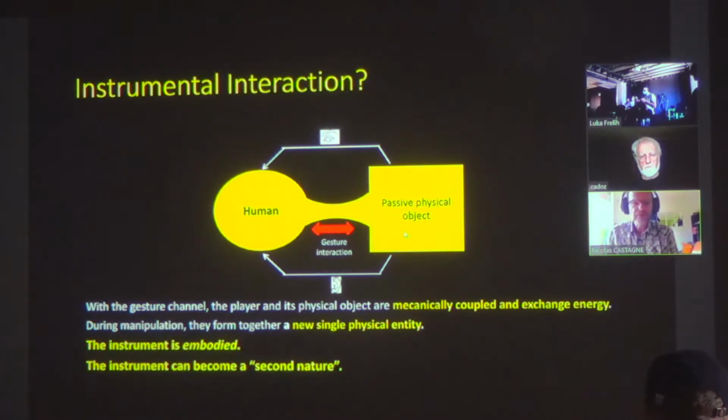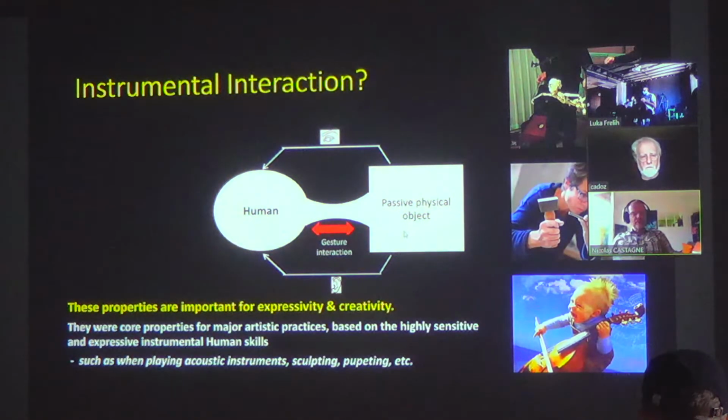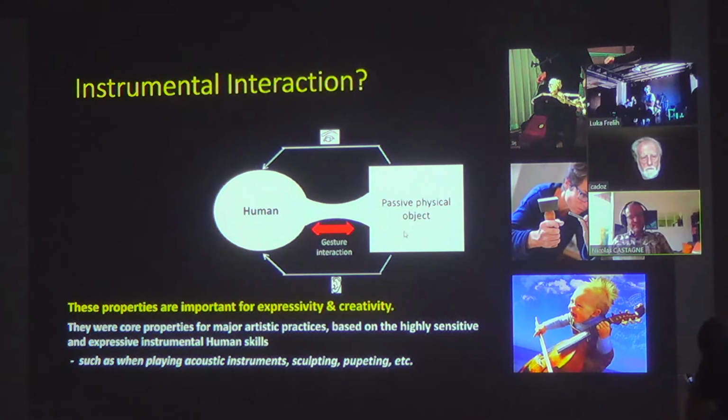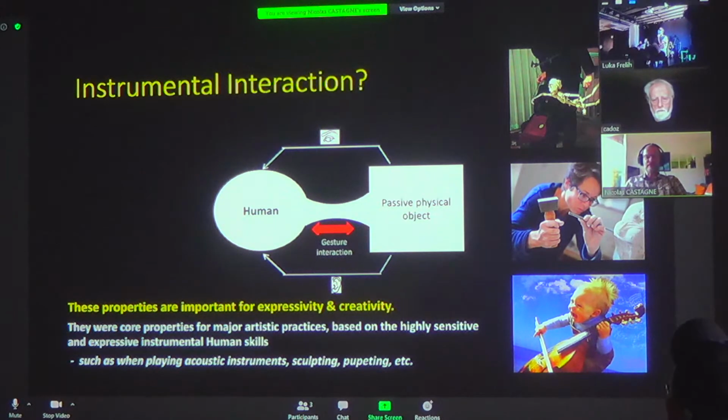This is important because it leads to two aspects. First, the instrument is embodied by the player. And second, the instrument can become a second nature. These properties are important for expressivity and creativity. As I said, they were core properties for major artistic practices in the past, based on the highly sensitive and expressive instrumental human skills, such as when playing acoustic instruments, sculpting, puppeting, etc.